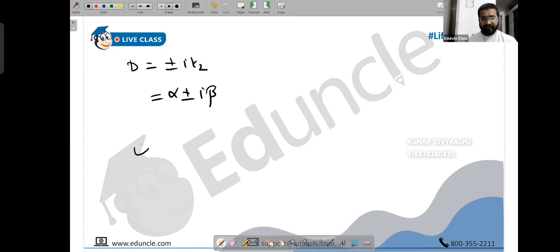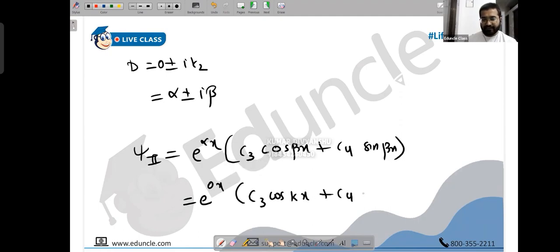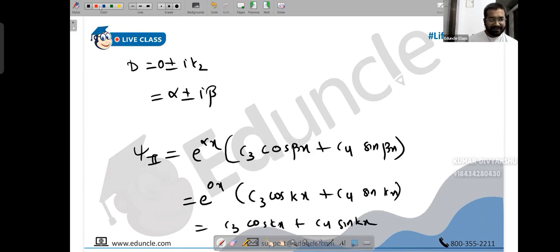Okay, so what's our wave function? Psi 2 is e raised to alpha x. C1, C2 is used, C5, C6 is used. We have kept C3 and C4 here. So this is C3 cos beta x plus C4 sine beta x. Here e raised to alpha is 0, so e raised to 0x is 1. So we have got C3 cos k2x plus C4 sin k2x. Now I'll just add k2 everywhere.